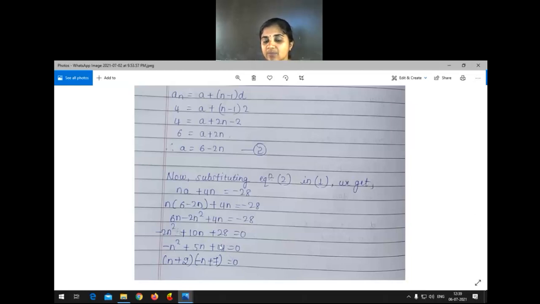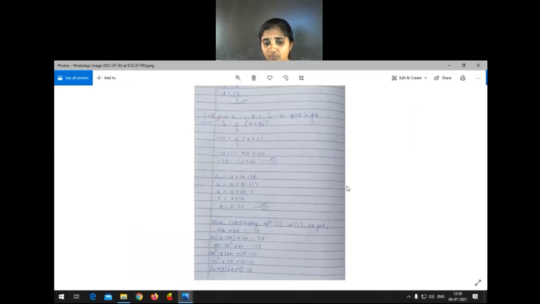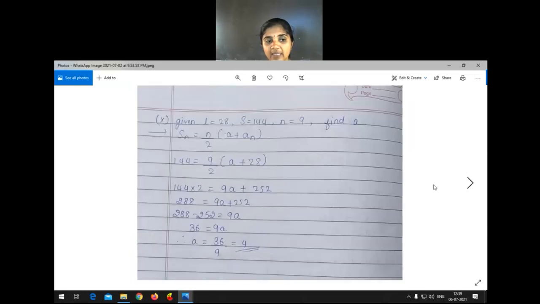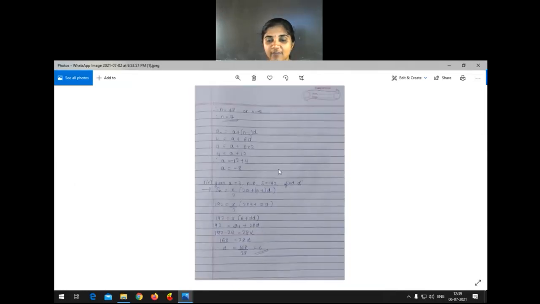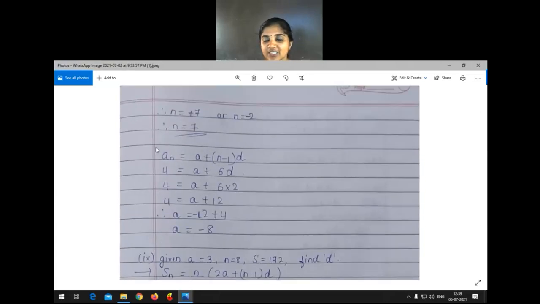Now, applying the splitting the middle term method, this is all you all know, no? N plus 2 into n minus 7 we got. Here we have equal to 0. So that is n is equal to 7, and then n is equal to minus 2 we got. Which number do we have to take here? A positive integer we have to take. So that's why n is equal to 7.